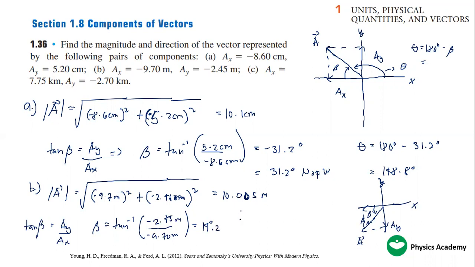So your theta is just 180 degrees plus 14.2 degrees. This is actually the direction south of west. So we have 194.2 degrees. Okay, so that's the answer.